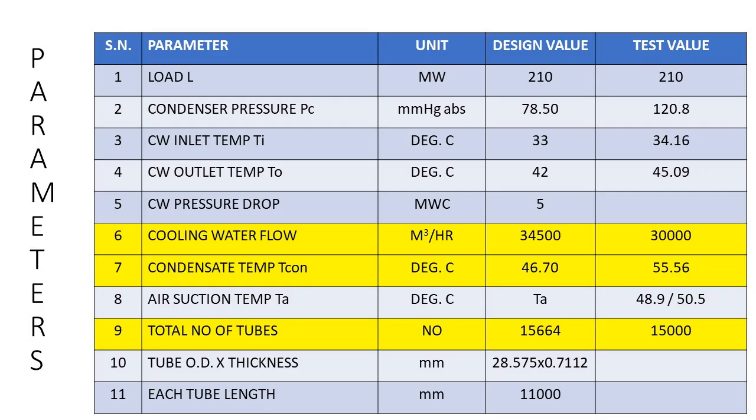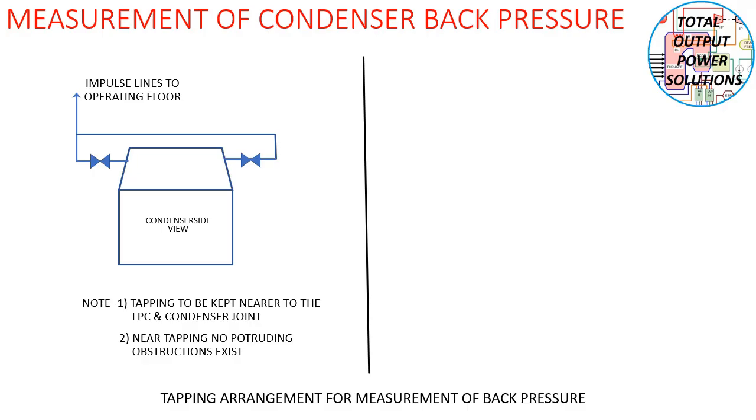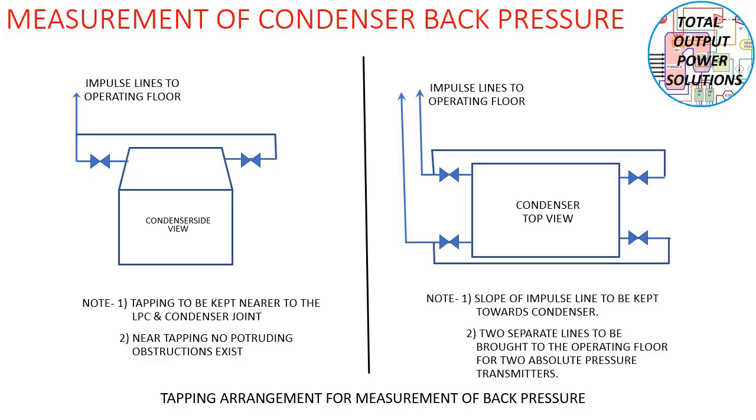Now the tapping arrangement for the measurement of back pressure. We measure the back pressure of the condenser, and the tapping will be done like this. You can see the impulse line from the condenser goes to the top operating floor, where there are two absolute pressure transmitters, which give the absolute back pressure in the condenser. The slope of the impulse line must be kept towards the condenser so that you get accurate readings. This is the tapping arrangement for measurement of condenser back pressure.